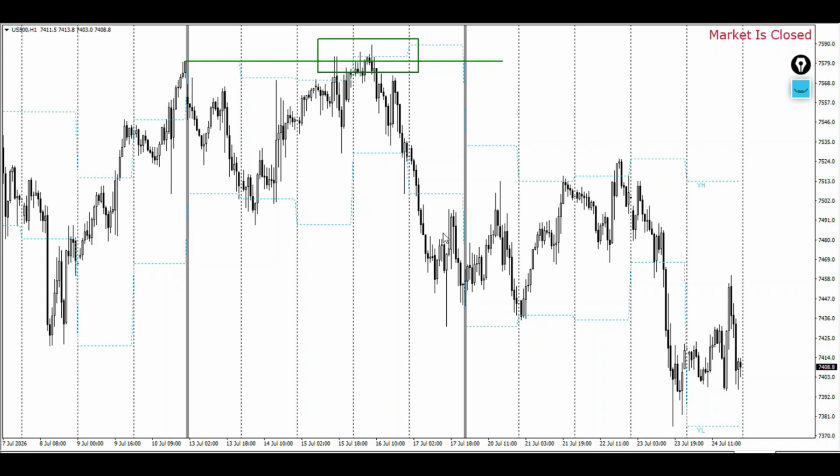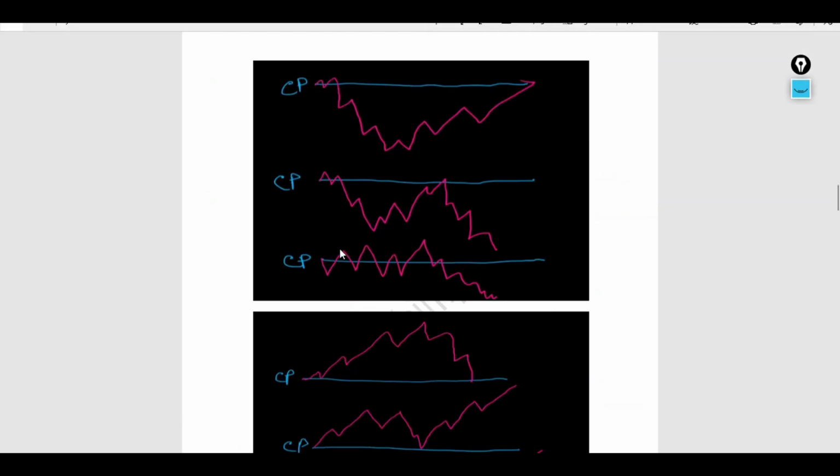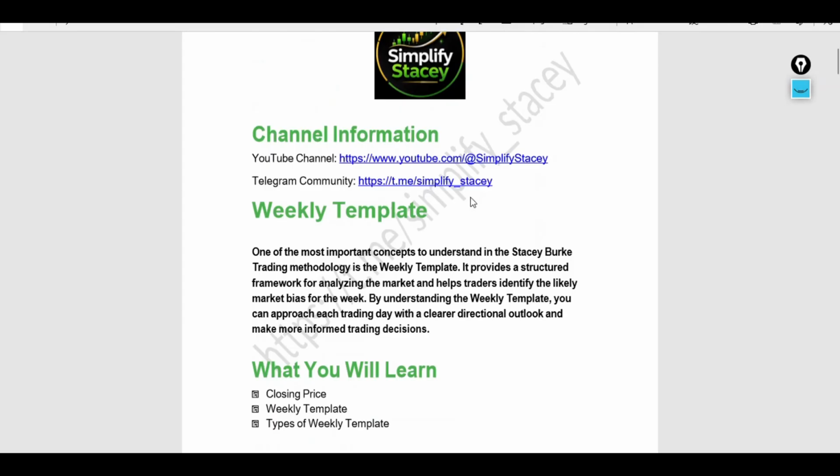So I tried to demonstrate the weekly template properly so that you can understand. In the next session maybe I will discuss more topics and how you can combine all of them, how you can utilize all of those topics. We will also discuss in future. So that's how the weekly template is actually working, and more details are given in the PDF also.